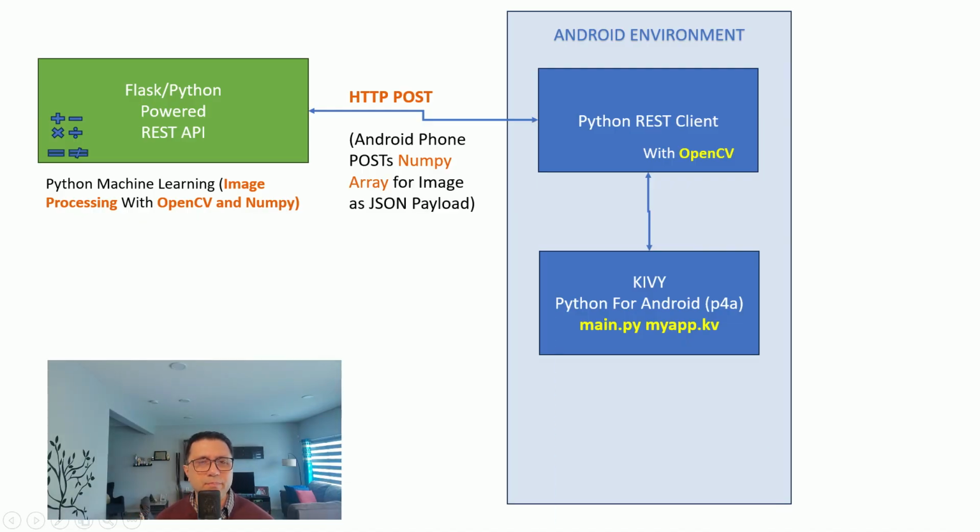I will show you how to use Kivy Python and OpenCV to load image files on an Android phone and send the image file as a NumPy array to a server. Here is a simple diagram. Our Android Python code does two things. It reads an image file from the phone's external storage and sends the image file as a NumPy array via HTTP post to a REST API. The server receives the NumPy array, which it can then use in machine learning or image processing.